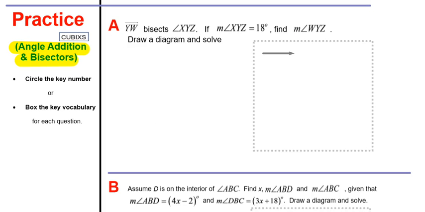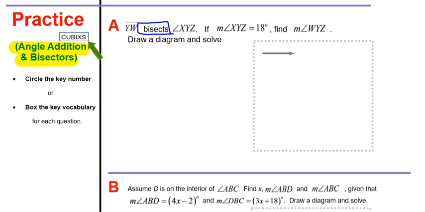All right, in this last section of practice problems, we're going to be doing angle addition and specifically talking about adding in some bisectors. So this first question says that ray YW bisects angle XYZ. If the measure of XYZ equals 18 degrees, find the measure of WYZ. We need to draw a diagram and solve. So we need to think through our problem. So again, bisect, very important word.